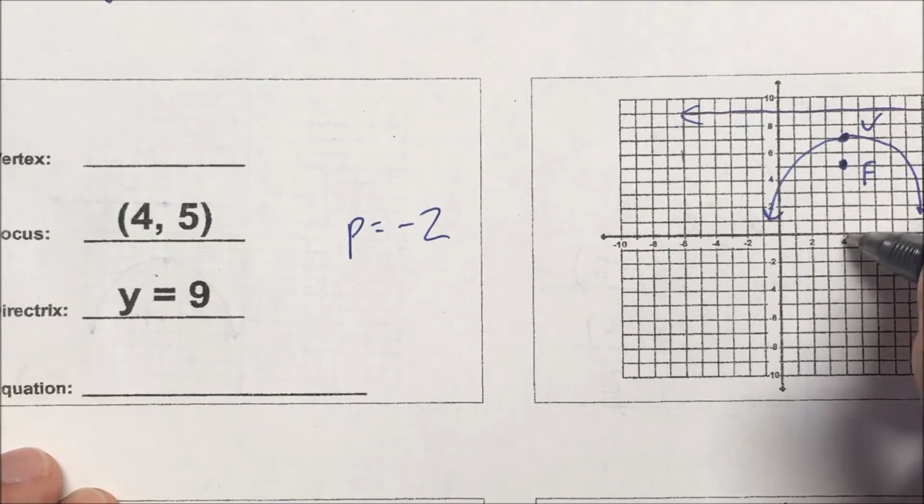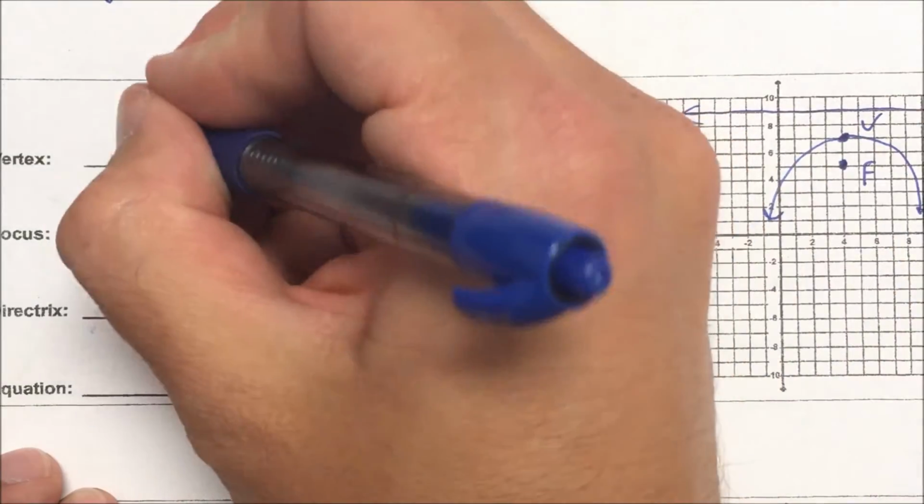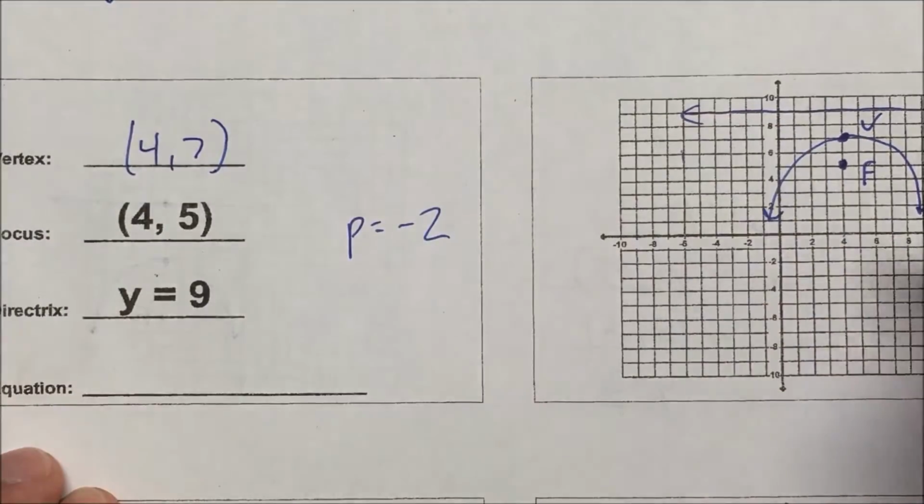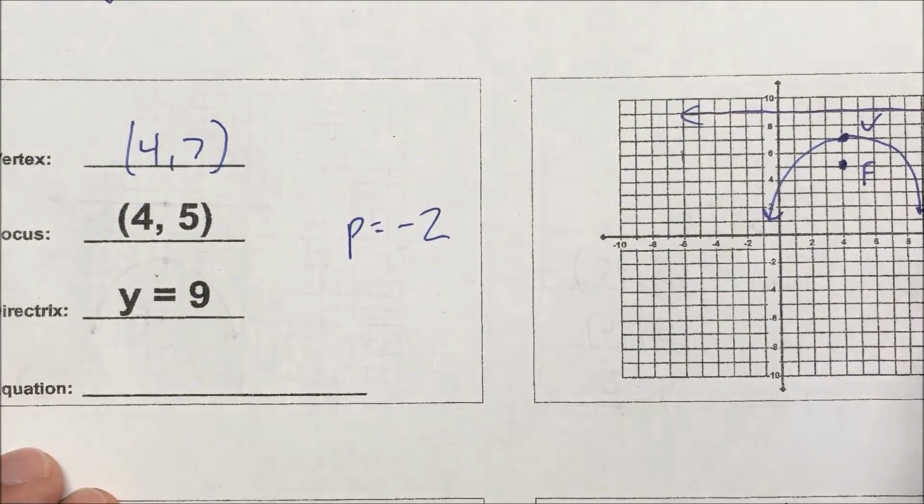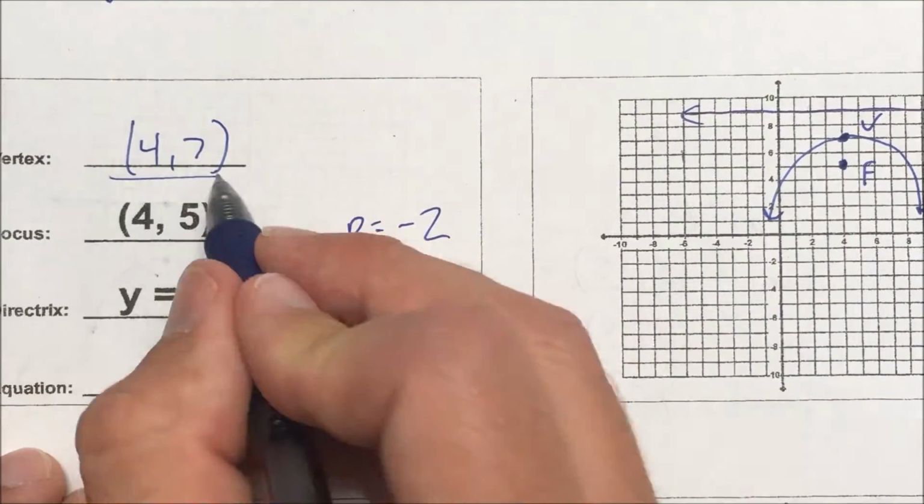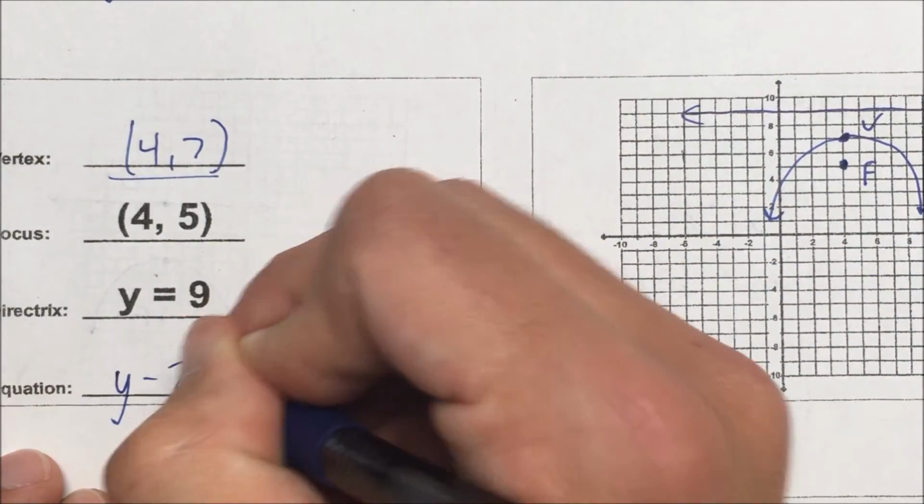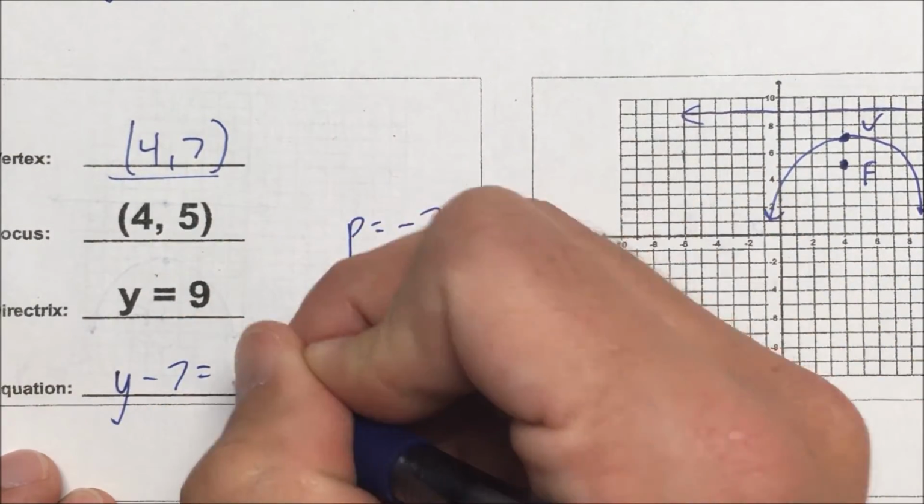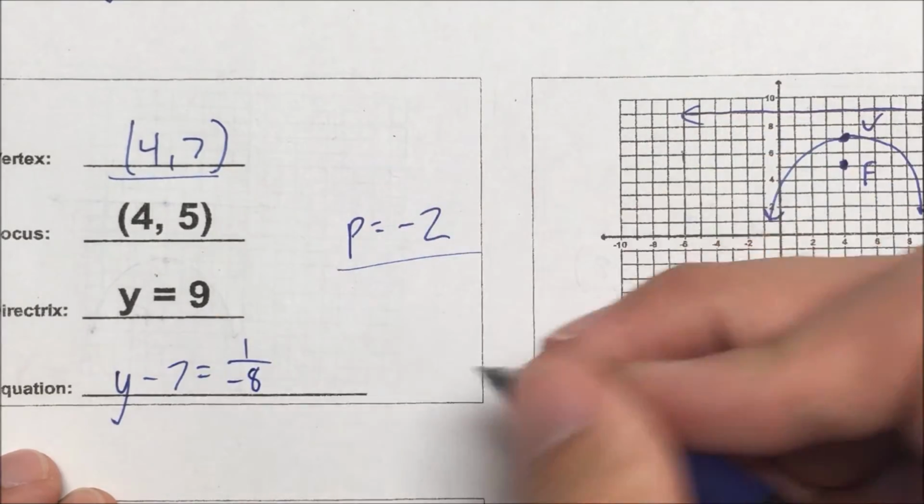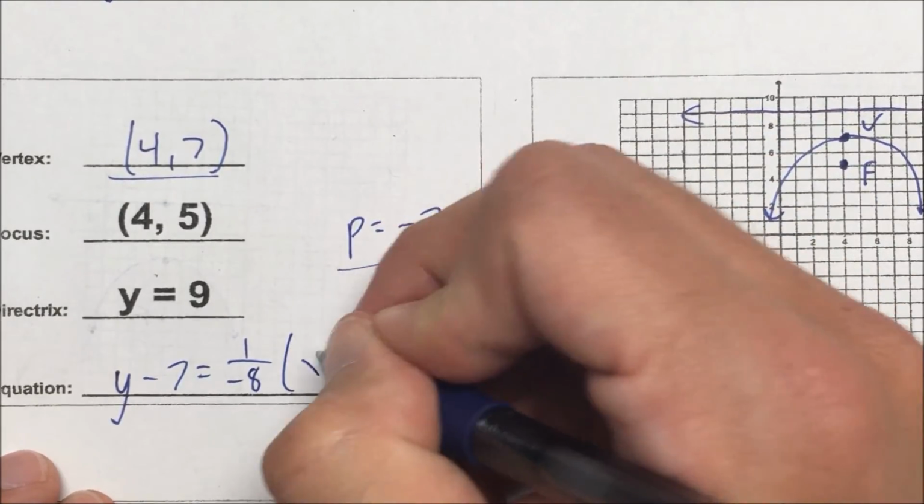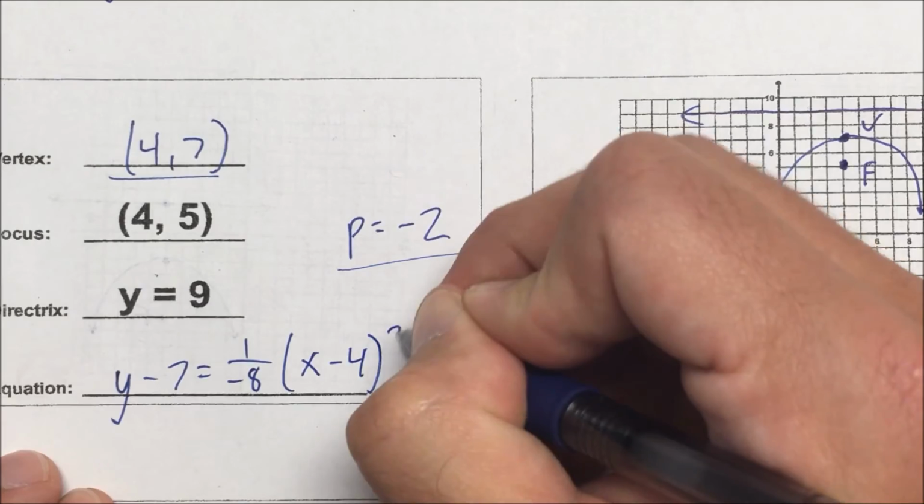So my vertex, we said, was going to be 4, 7. My p-value is -2, and I can write an equation now. I need my vertex and my p-value. So I'm going to say y minus 7 equals 1 over -8, and you can write that as -1/8 if you'd like, times x minus 4 squared.